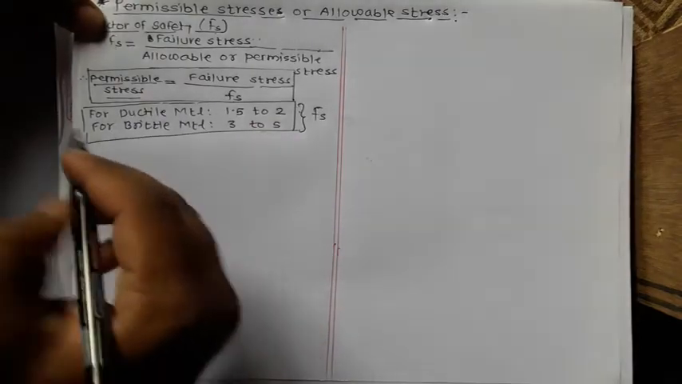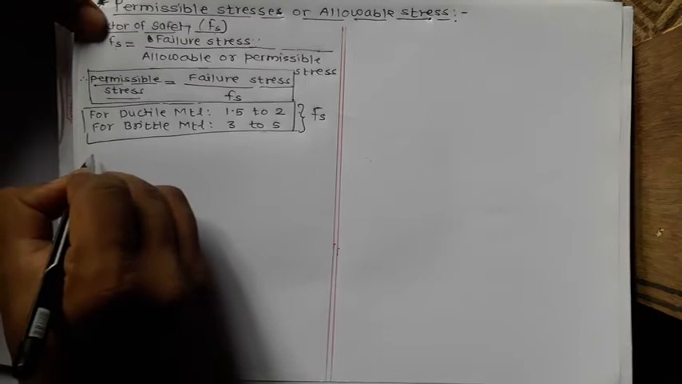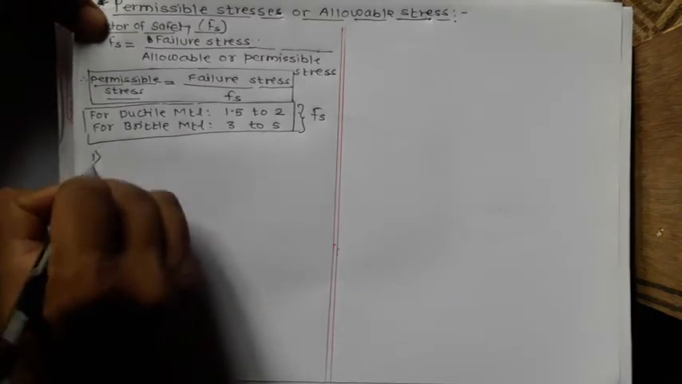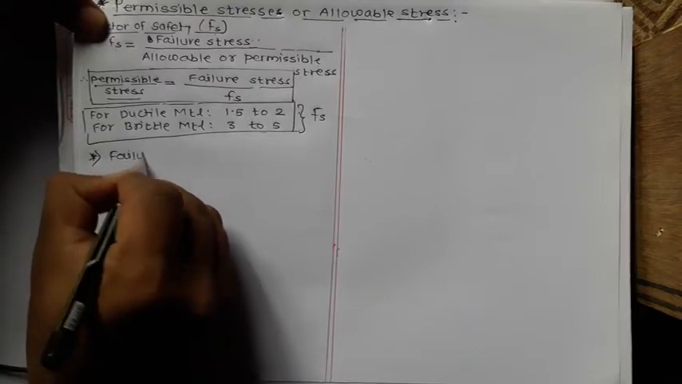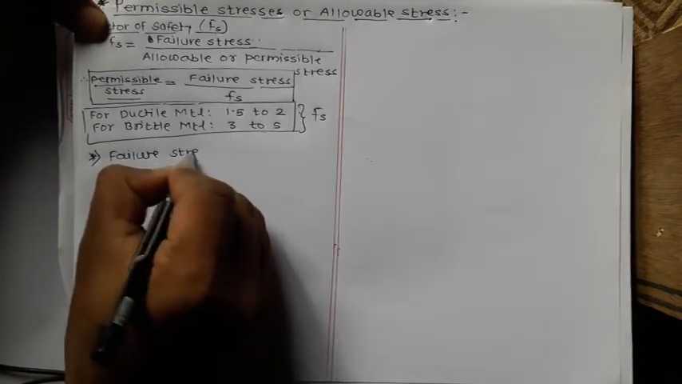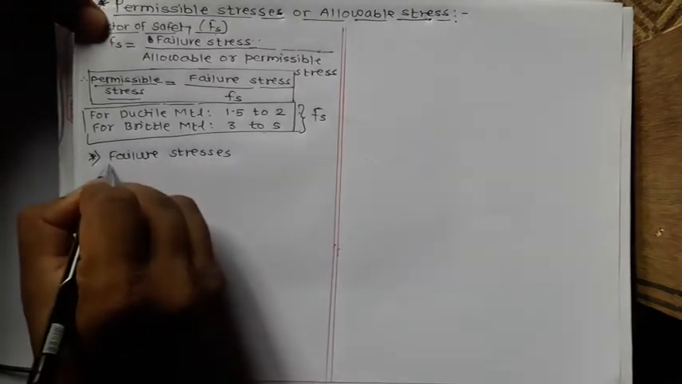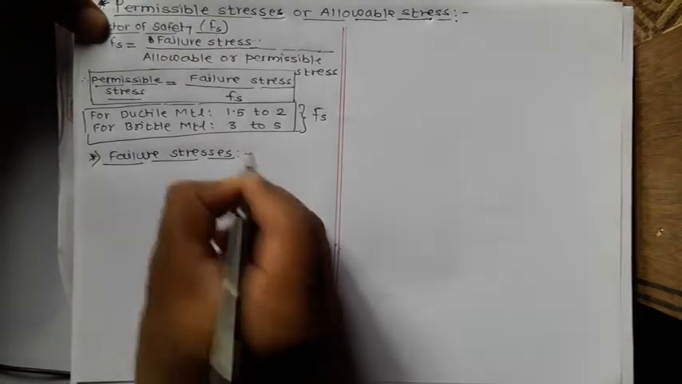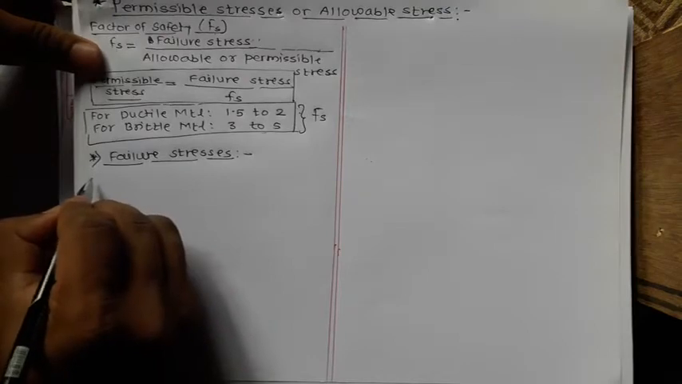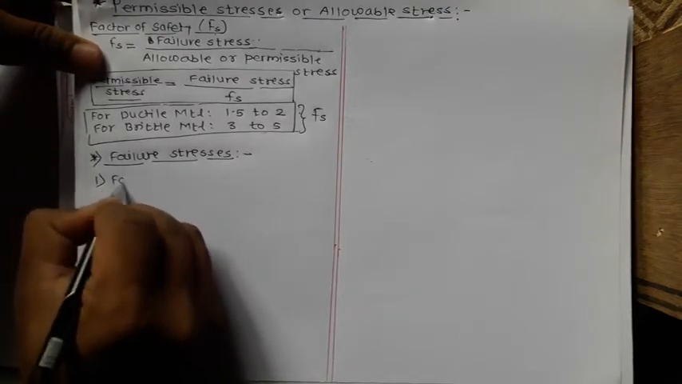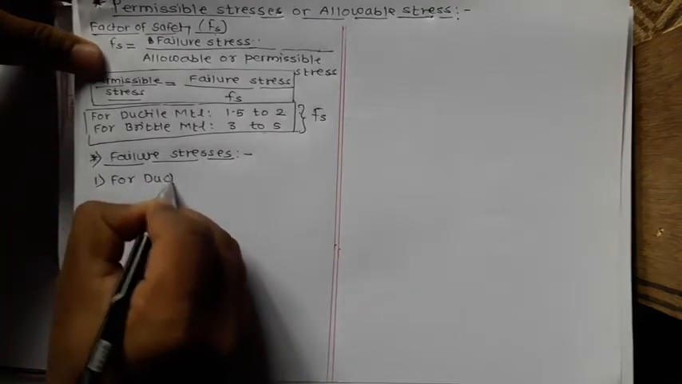So we have to see for a ductile material. First of all, we'll write failure stresses for ductile material.